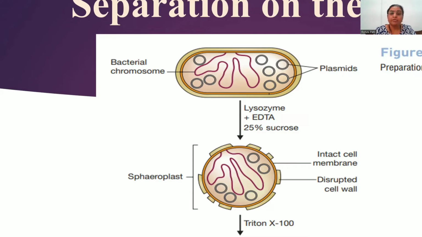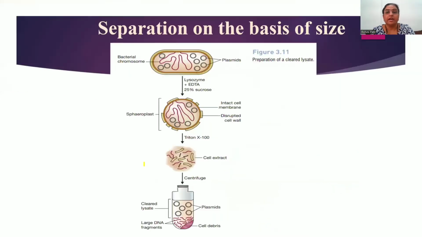For that purpose, this membrane has to be broken down, and to break it down there is a treatment with Triton X100. What is this Triton X100? It is a detergent. We know that lipids get dissolved in detergent, and the membrane is a lipid bilayer. So this lipid bilayer can be disrupted, dissolved, or broken when it has been treated with the detergent, and here that detergent is Triton X100.